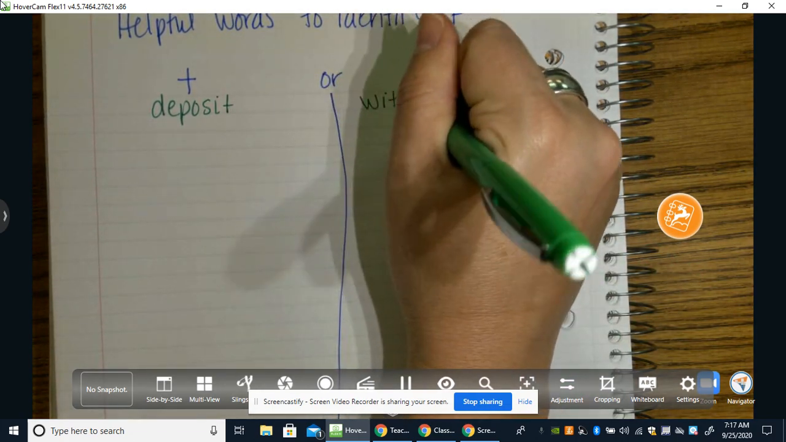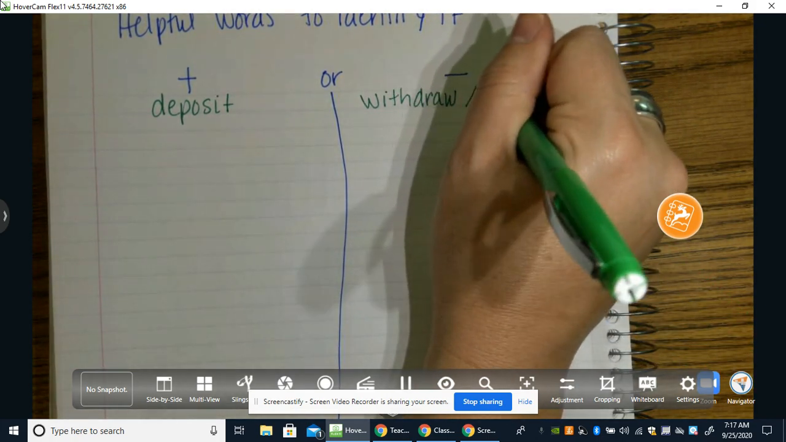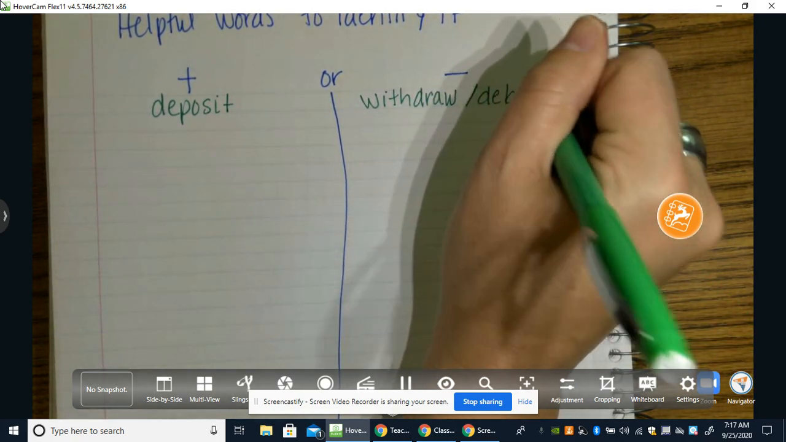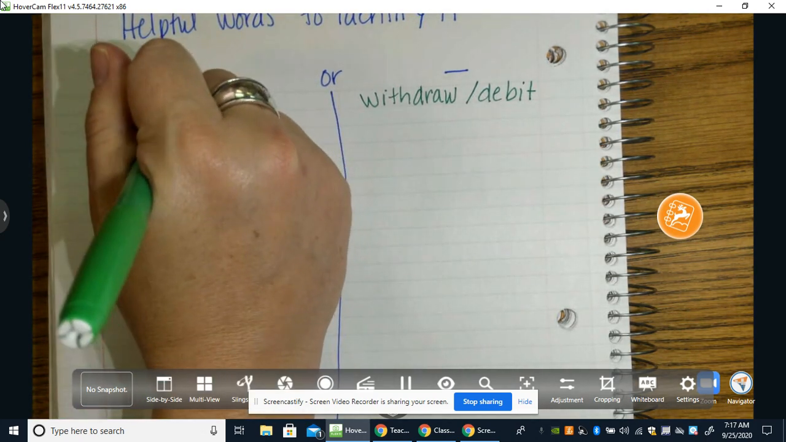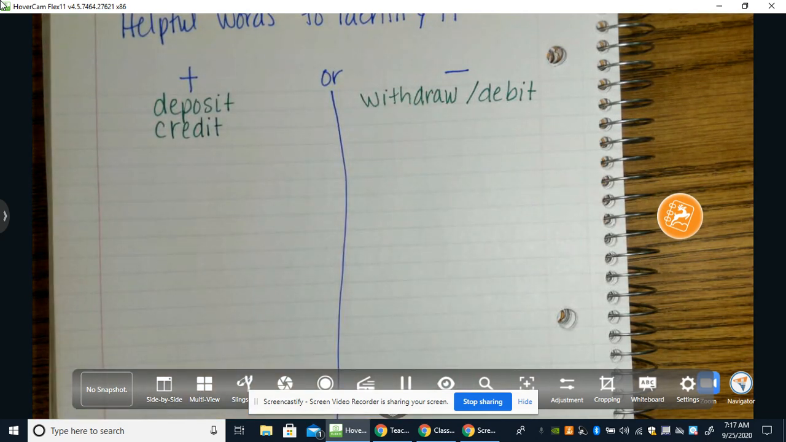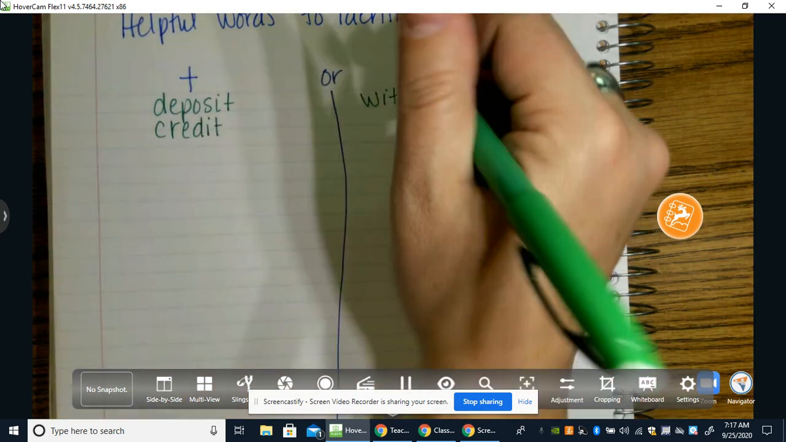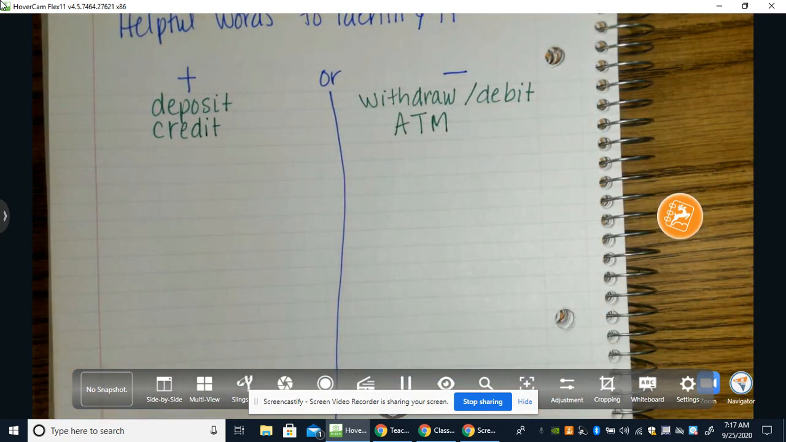If I withdraw something, or if I have a debit, if I take my debit card and use my debit card, that would be a negative. Depositing is putting money in. Withdrawing and using your debit card is taking money out. Sometimes if you have a credit, like a store credit, that's a positive. If you go to the ATM, you normally withdraw money. So if you see you made ATM withdrawals.